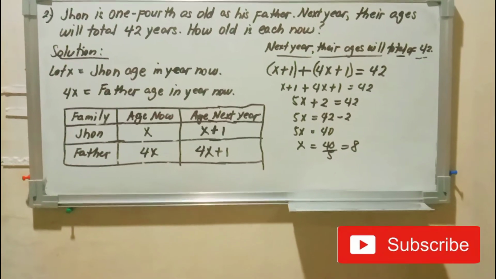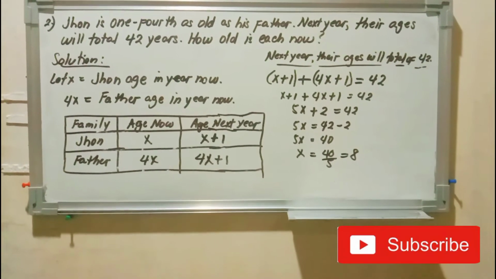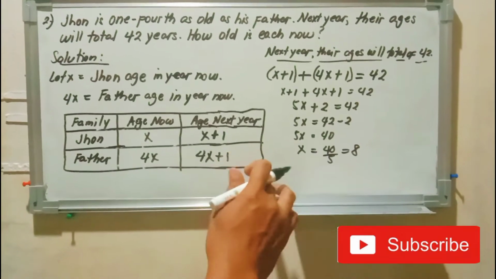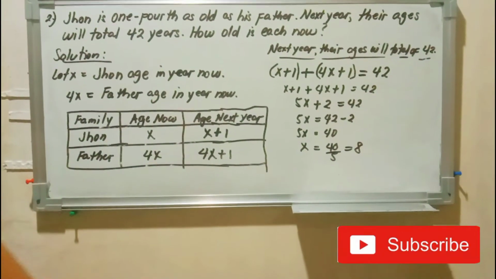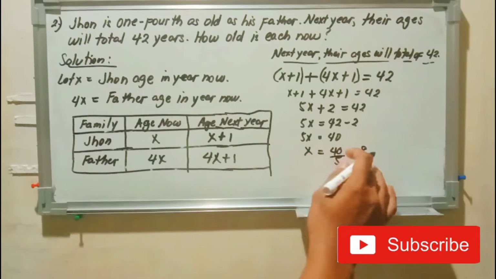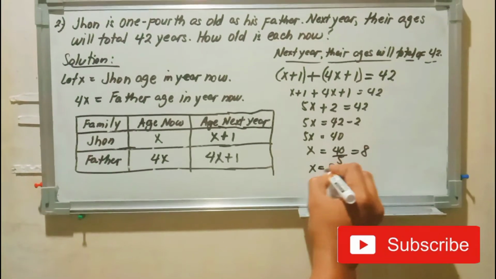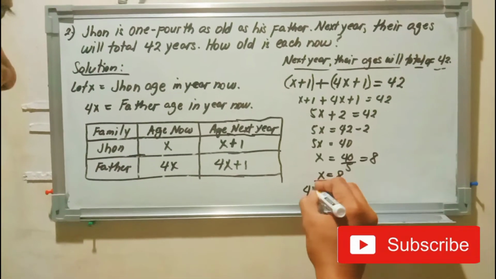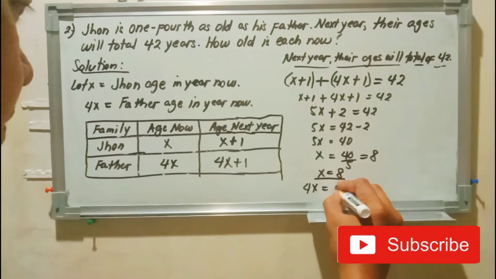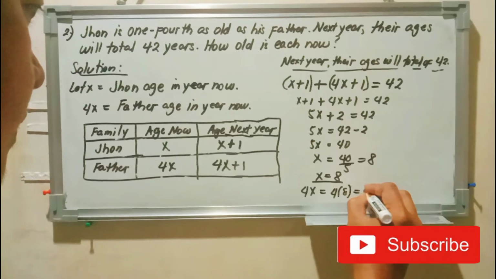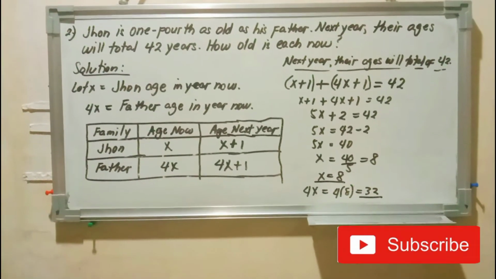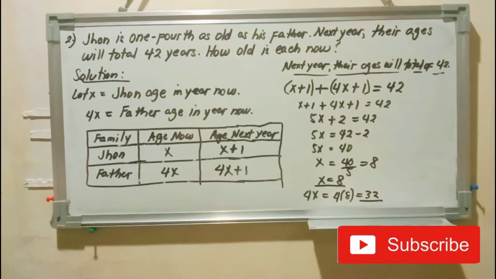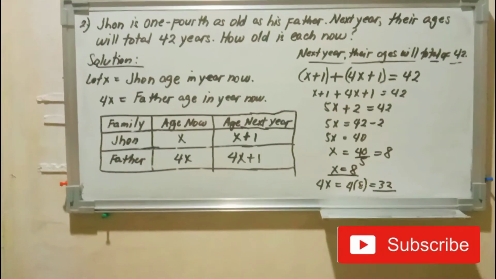So the age of John is equal to 8. Age of John now is equal to 8. And his father is 4x, which is 4 times 8, equal to 32. So these are the ages of John and his father: the age of his father is 32 and the age of John is 8.